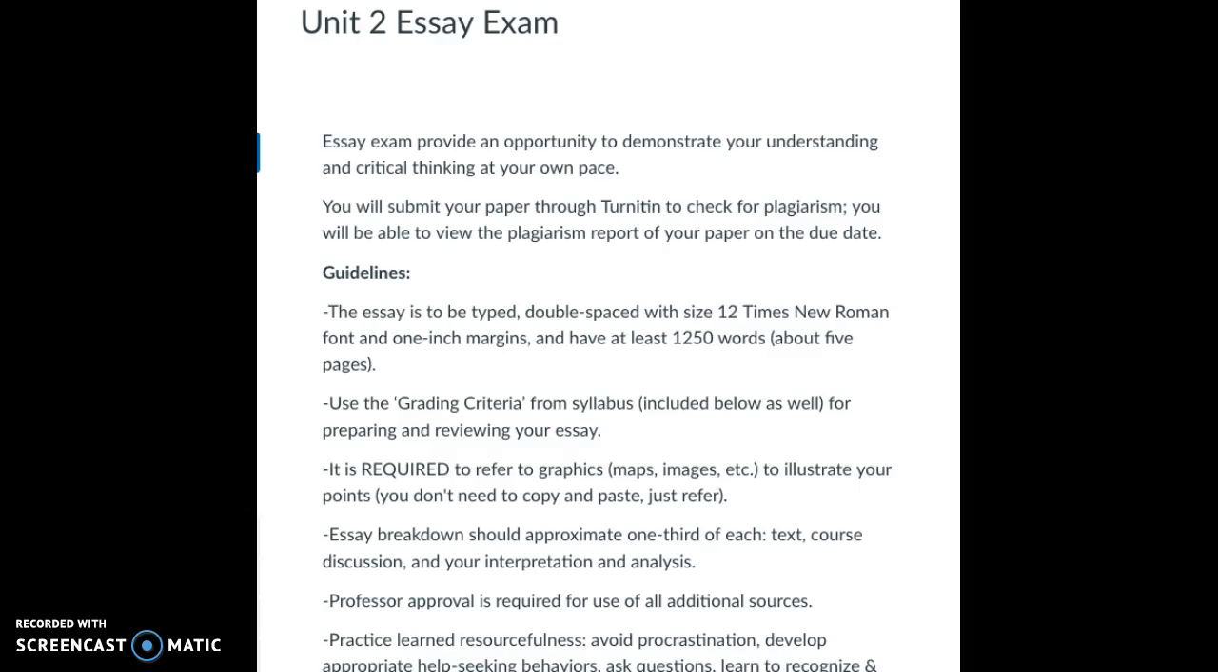Okay, let's take a look at the Unit 2 essay exam assignment here for this week. Following on the heels of another great unit we've had, looking at themes such as ethnicity, politics, religion, we get a chance here to demonstrate our understanding, both at your own pace, in your own space, what we feel is a very fair way of assessing your understanding.